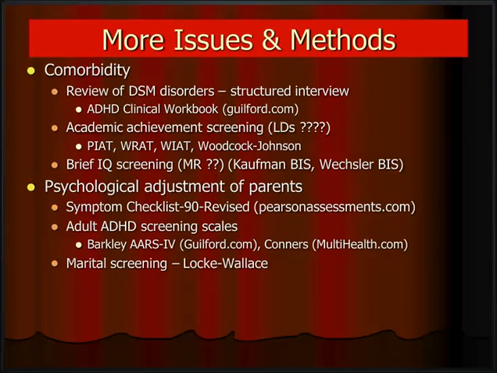So what methods could you use to very quickly do a screen for parents who might have psychological adjustment difficulties? Well, in our clinics, we like to use the Symptom Checklist 90 Revised, which provides a screening for a variety of parent psychological difficulties. Also, we like to screen parents specifically for adult ADHD, because parents of ADHD children are highly likely to have the same disorder. Here there are several rating scales available that you can use. For instance, my own adult ADHD rating scale became available this year through Guilford Publications and has national norms across the lifespan for both men and women.